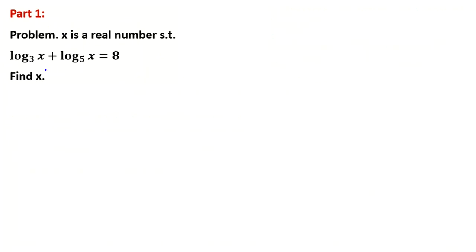X is a real number such that log x to the base 3 plus log x to the base 5 equals 8. Find x. For this one, the idea or identity is that log a to the base b times log b to the base c, you can cancel these two b's, so it will be log a to the base c.